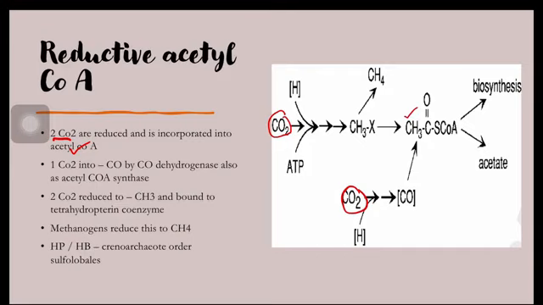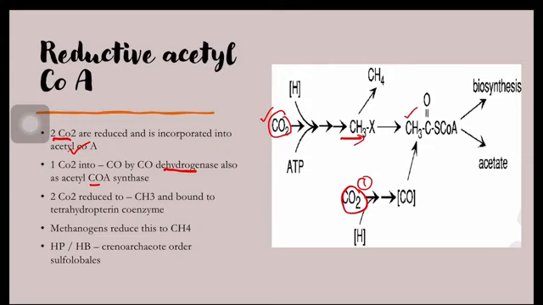The first carbon dioxide is reduced to carbon monoxide by the enzyme carbon monoxide dehydrogenase. This also has a function like acetyl coenzyme A synthase. The second molecule of carbon dioxide is reduced to the level of CH3. This X represents the tetrahydropterin coenzyme, to which this reduced form of carbon dioxide will be bound.